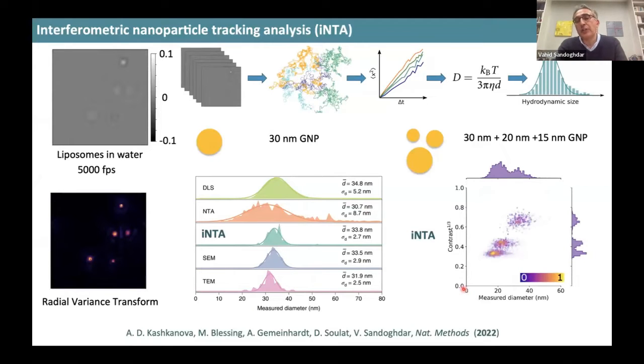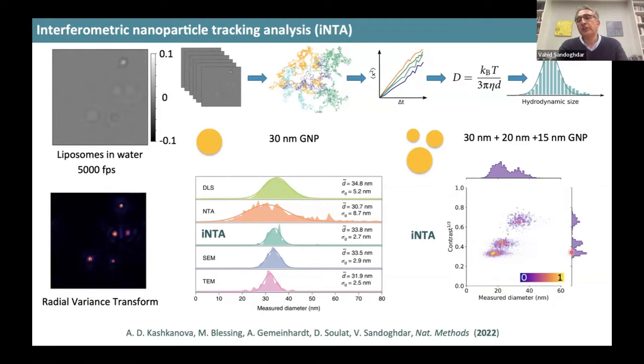One thing that we do regularly in INTA is that we do scatter plots. In one dimension, that's just the hydrodynamic diameter or radius that we extract from diffusion. And on the other axis, we plot the third root of the contrast. And the third root of the contrast has the same dimension as the size of the particle. But these are two independent measurements, and therefore give us more information than before.